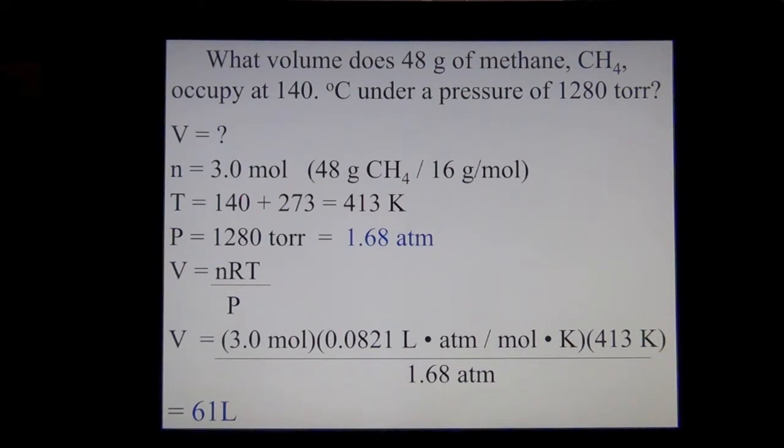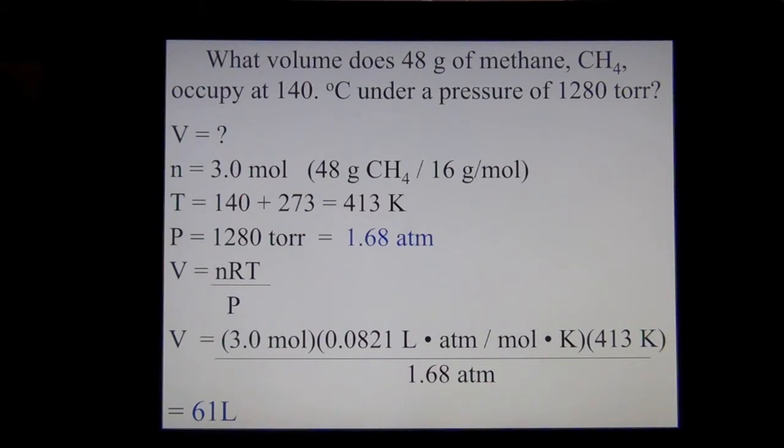So we need to add up a molar mass. If we visit our periodic table, we see that carbon has an atomic mass of 12 and each hydrogen has an atomic mass of 1, and that adds up to be our 16 grams per mole. So if you take the mass, the 48 grams, and divide it by the molar mass of methane, that's how we obtain an N value, our quantity of gas, of being 3 moles.